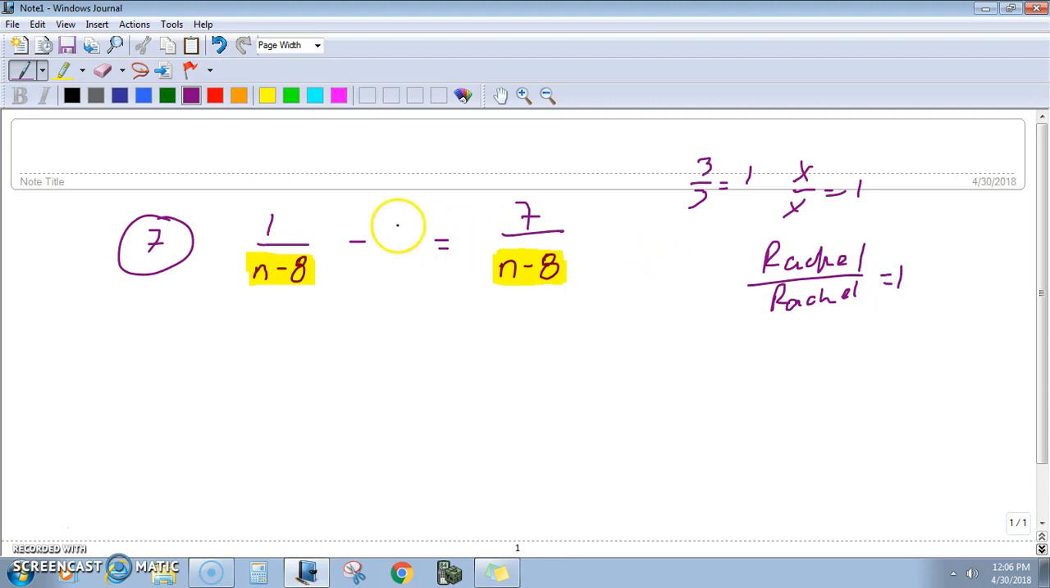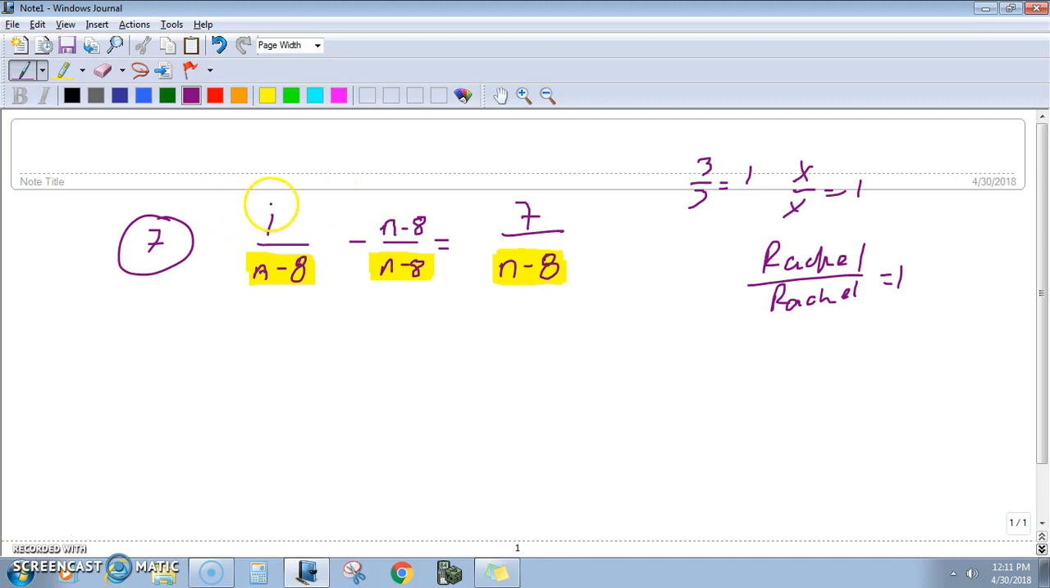Since I know that's the case, I can just make this n minus 8 over n minus 8. Now you can see each denominator is the same. If each denominator is the same, that simply means I can just worry about the numerator.